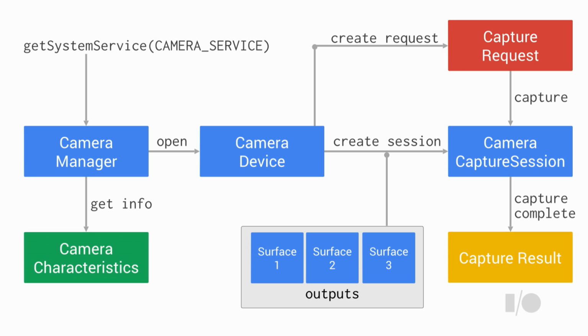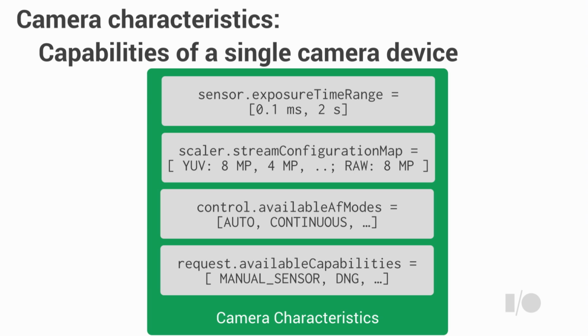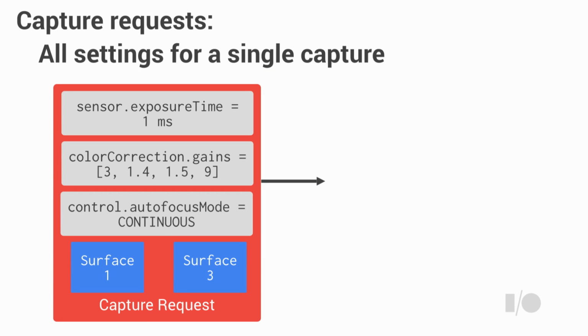Session captures them asynchronously, and when it's done, it sends you back the metadata about the result. So the characteristics include things like the available manual exposure times, the resolutions and formats supported by this device, possible available autofocus modes, and the general capability flags of this device. The requests are all of the settings for a single capture. Here we're asking for 1 millisecond exposure time, color correction gains for post-processing, and continuous autofocus mode.